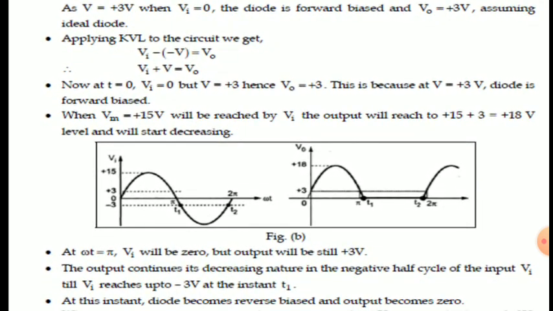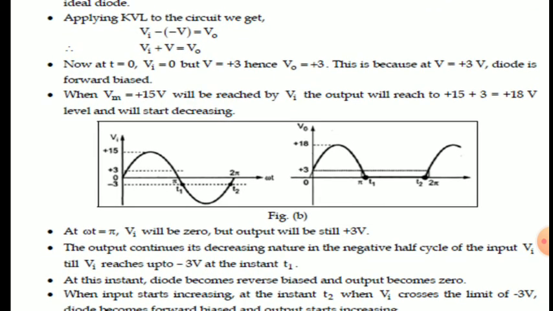When Vmax is equal to plus 15, for the entire portion greater than input 0, that is the entire positive half cycle, the KVL will apply: V input plus V is equal to V output. When V input reaches plus 15 volts, the output will reach plus 15 plus 3, then we'll get plus 18 volts. So for the entire positive section, we will get an addition of plus 3. That's why we are getting plus 18 and plus 3 volts from 0 to maximum.